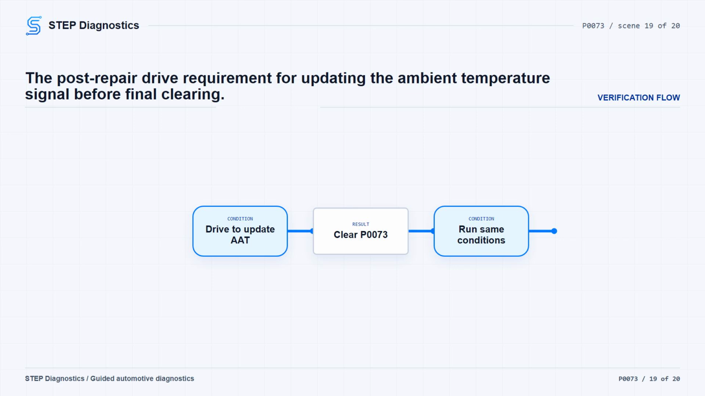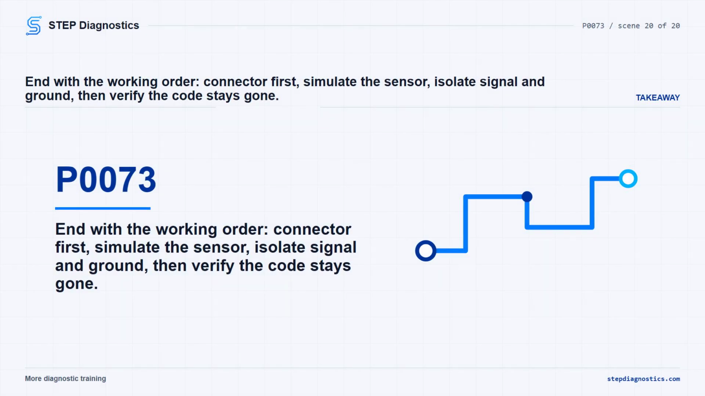If wiring was repaired, the sensor was replaced, or the BCM connector was disconnected while correcting an active fault, drive the vehicle for a minimum of 5 minutes above 15 mph so the ambient temperature signal updates before the code can move to stored and be erased. Then clear the code, reproduce the operating conditions, and confirm P0073 stays gone.